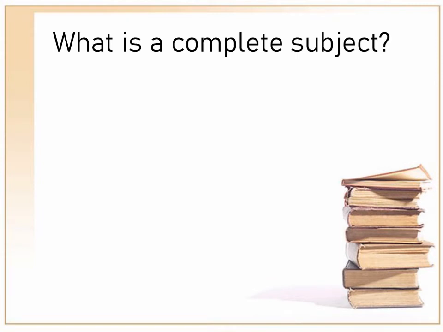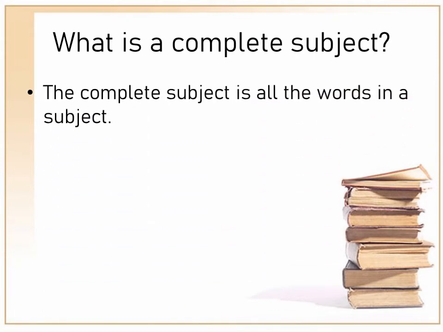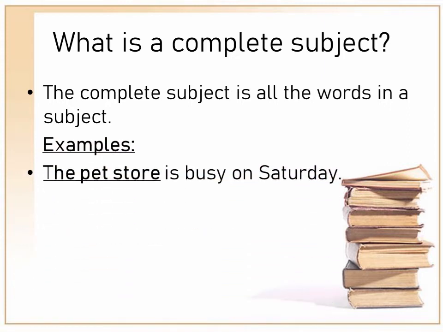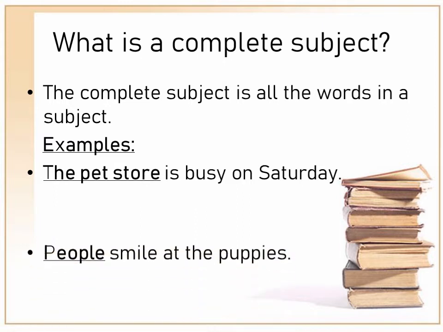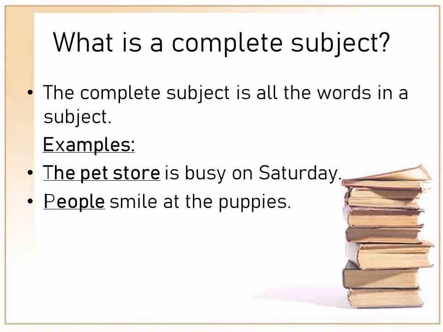What is a complete subject? A complete subject is all the words in the subject. For example, the pet store is busy on Saturday. It's not only pet store, it's the pet store. Or people smile at the puppies. We don't have anything else, only people. So it's only people. That's the complete subject.